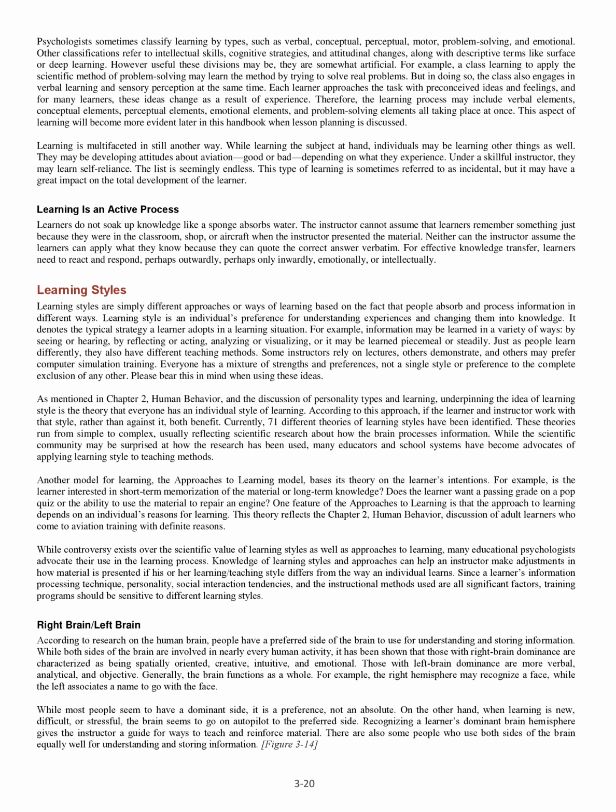Another model for learning, the approaches to learning model, bases its theory on the learner's intentions. For example, is the learner interested in short-term memorization of the material or long-term knowledge? Does the learner want a passing grade on a pop quiz or the ability to use the material to repair an engine? One feature of the approaches to learning is that the approach to learning depends on an individual's reasons for learning. This theory reflects the Chapter 2, Human Behavior, discussion of adult learners who come to aviation training with definite reasons. While controversy exists over the scientific value of learning styles as well as approaches to learning, many educational psychologists advocate their use in the learning process.